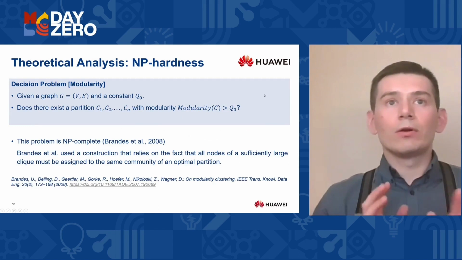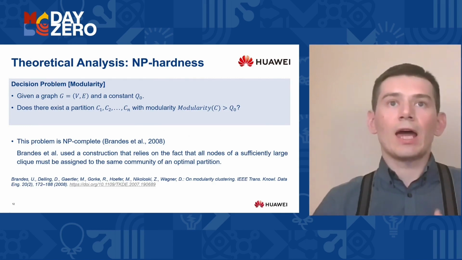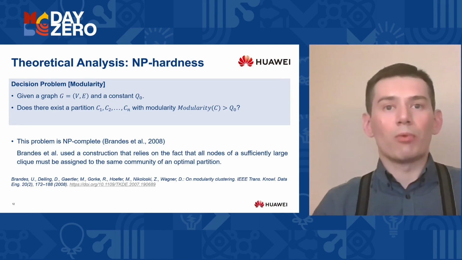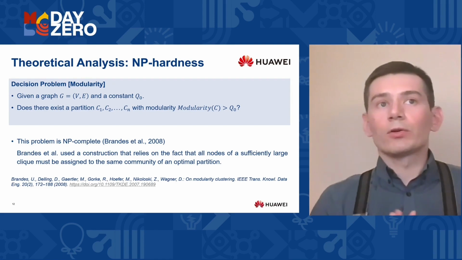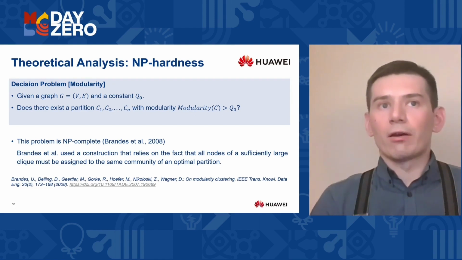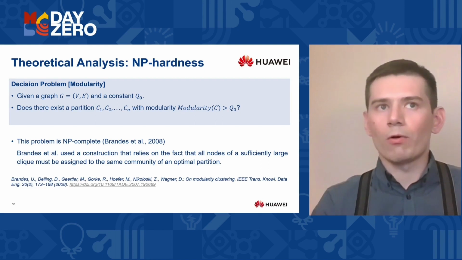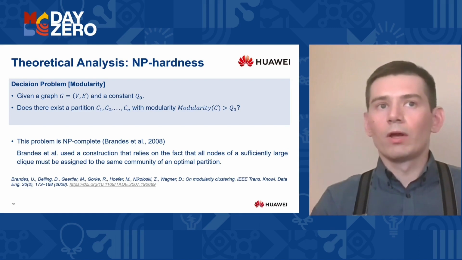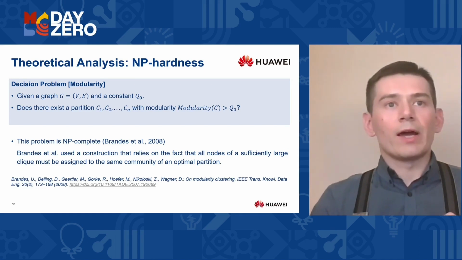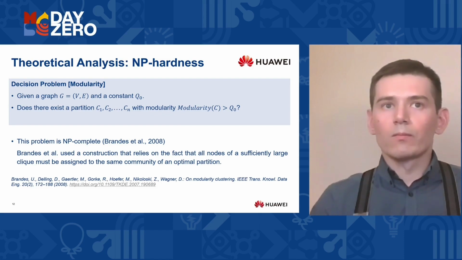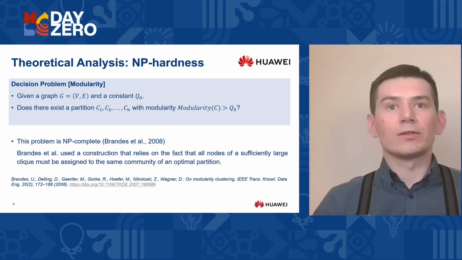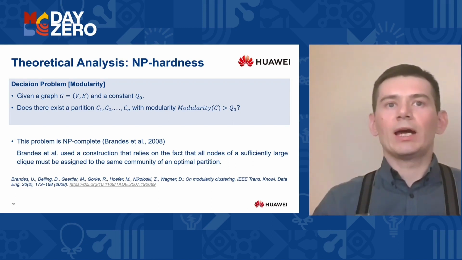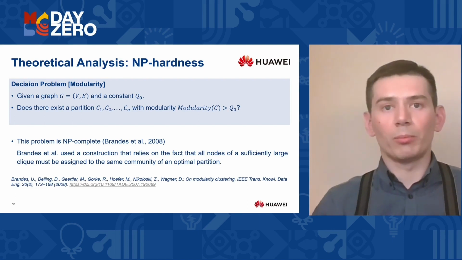So modularity optimization is a hard problem. It is actually an NP-hard problem, and we have an excellent result by Brandes and his team. If we consider a decision problem, given a graph G and some constant Q0, does there exist a partition with modularity higher than Q0? Brandes proved that this problem is NP-complete, and he used a construction that relies on the fact that all nodes of a sufficiently large clique must be assigned to the same community of an optimal partition.